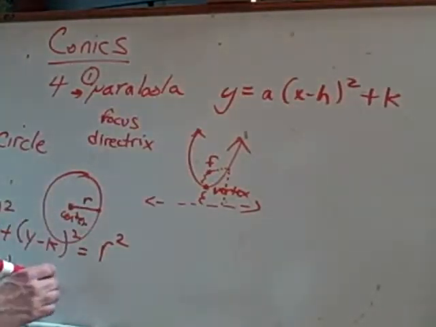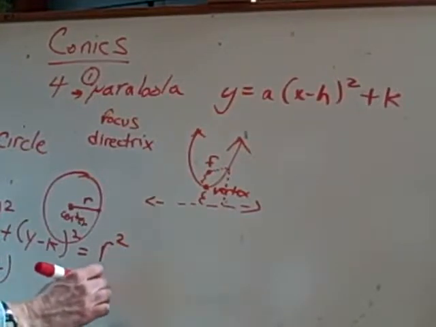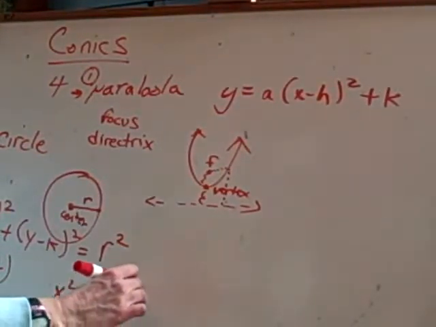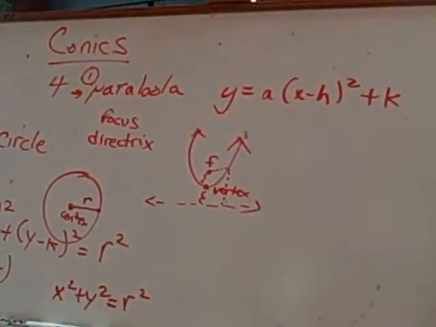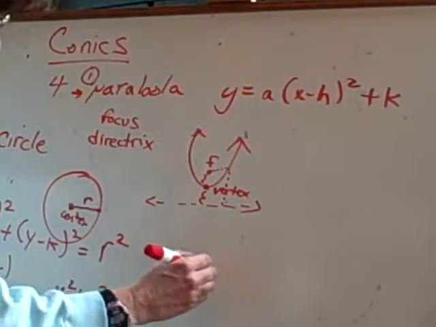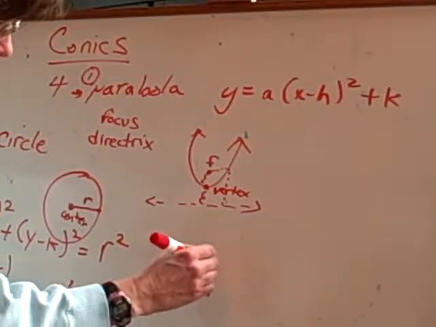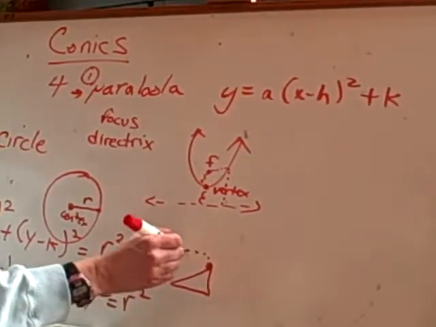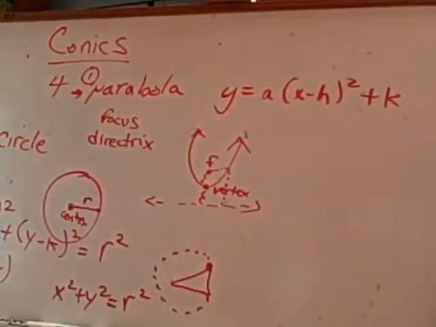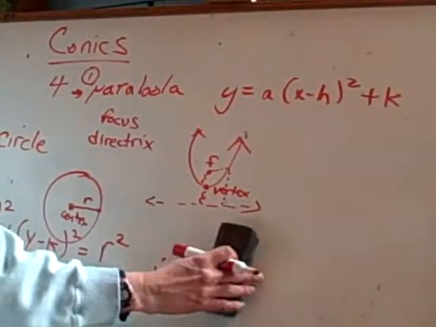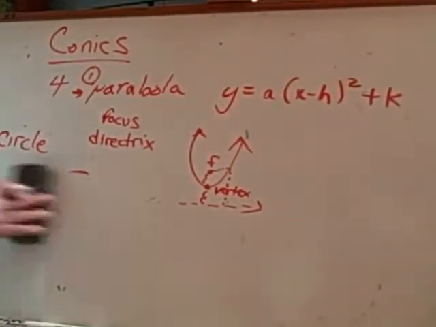If you're looking at a circle that's centered at 0, 0, it just looks like x squared plus y squared equals r squared. So it looks a lot like the Pythagorean theorem if your circle were centered at 0, which is kind of cool to think about. You've got this triangle going on. All right, so those are 2 of our conics.